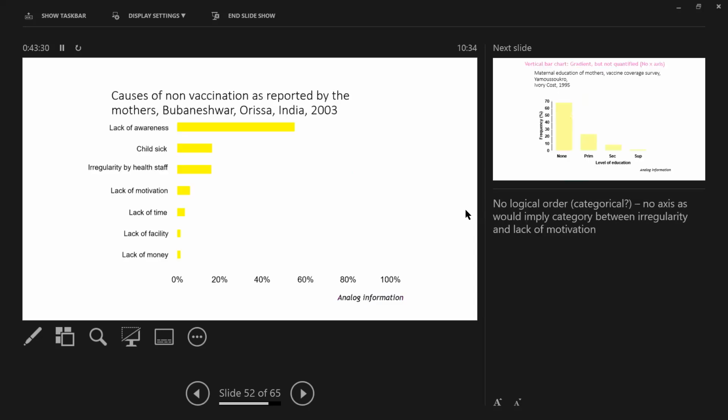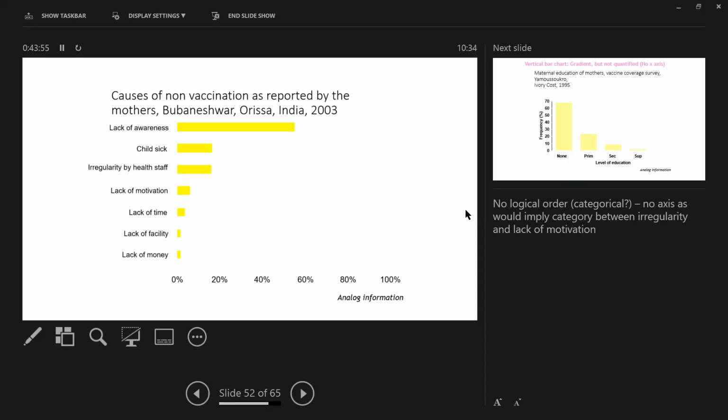So, for example, answers to a questionnaire. Why do people not vaccinate? There's no specific logical order, right? It's just categories. So it's easier to read if you organize them in this way for this particular type of response. If you have a questionnaire and you see they're ordered in decreasing order, it's very easy and clear to read.